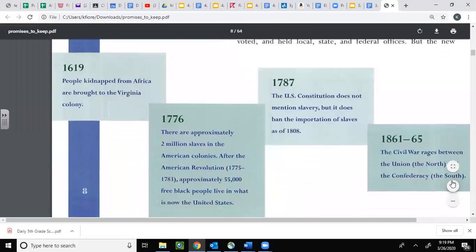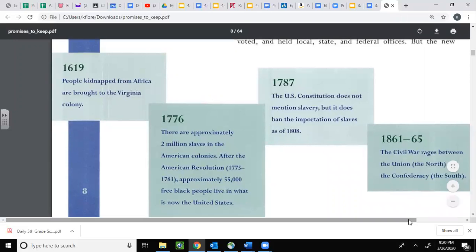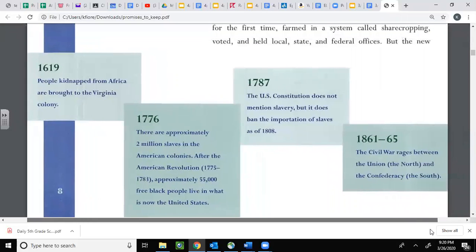At the bottom, we have the timeline. So starting in 1619, people were kidnapped from Africa and brought to the Virginia colony. 1776, so many years later, there are approximately 2 million slaves in the American colonies. After the American Revolution, approximately 55,000 free black people live in what is now the United States. 1787, the U.S. Constitution does not mention slavery, but it does ban the importation of slaves as of 1808. So no longer can slaves come to the country.